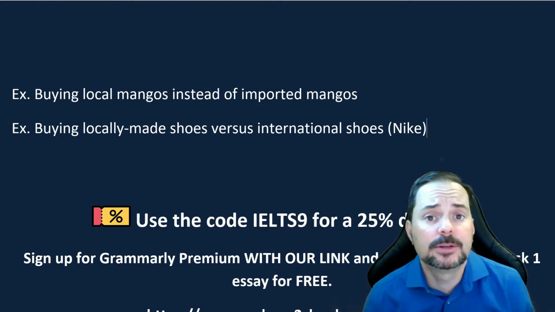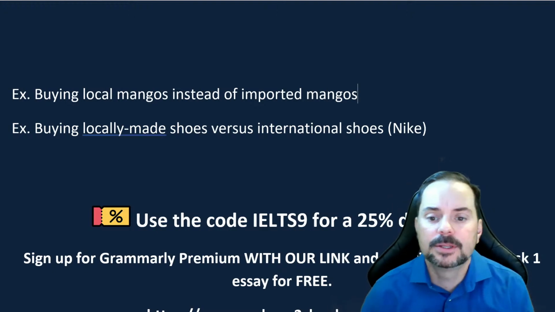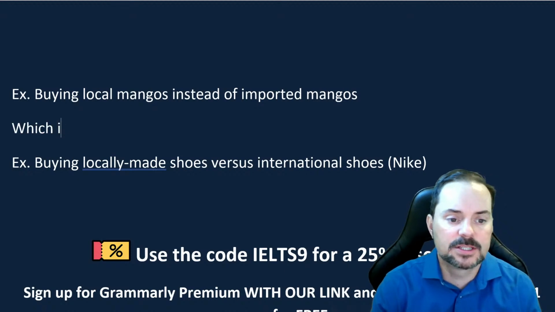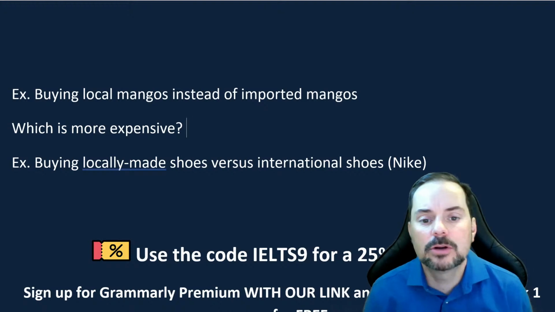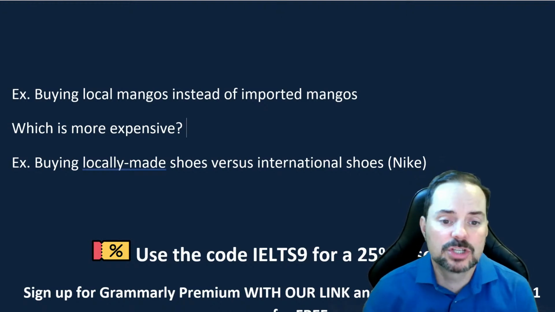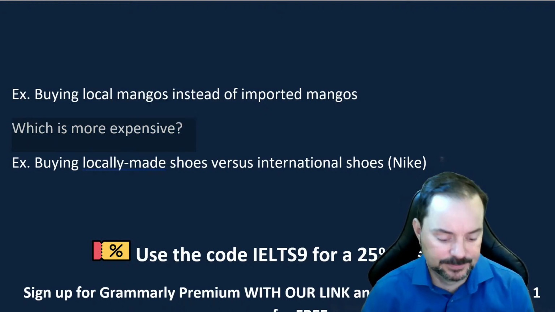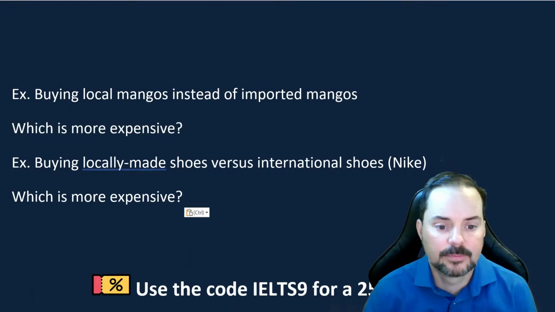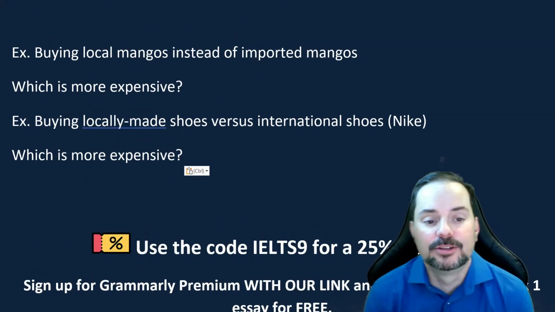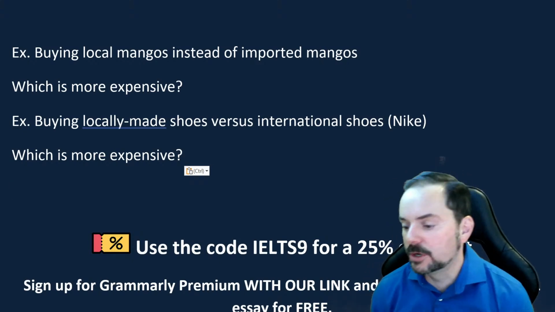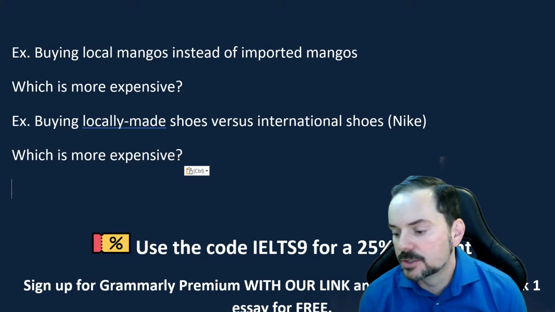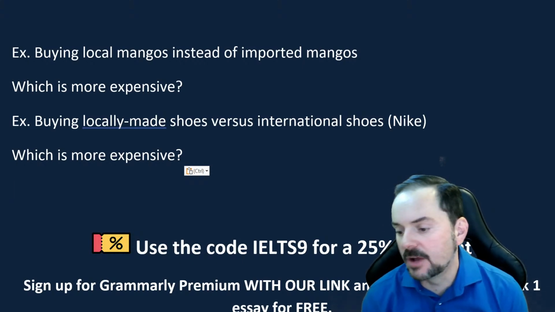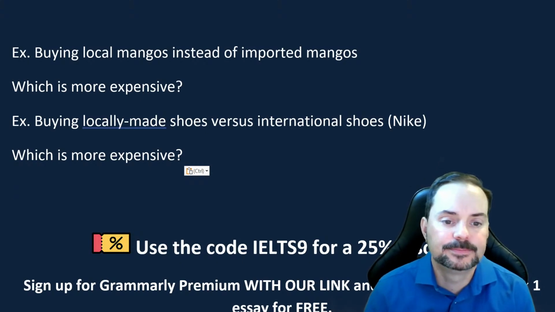Now we can think about this a little bit better. Let me ask you this. Which is more expensive, local mangoes or imported mangoes? Same question for shoes. Which is more expensive, local shoes or imported shoes like Nike? Which is more expensive? Amu says imported.